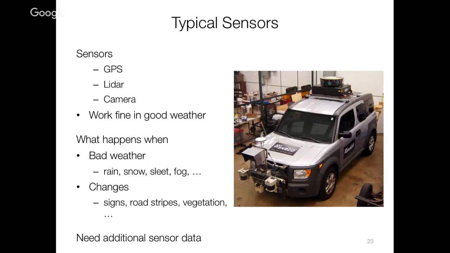So what's the idea here? We've got typical sensors. If you want to have a driverless car, it needs lots of information. And most of that is now coming from optical sensors and GPS, and these things are great. They work fine in good weather. But what happens if there's bad weather? Rain, snow, sleet, fog, whatever. The optical sensors are not collecting the data that you'd like, and so you need another sensor.